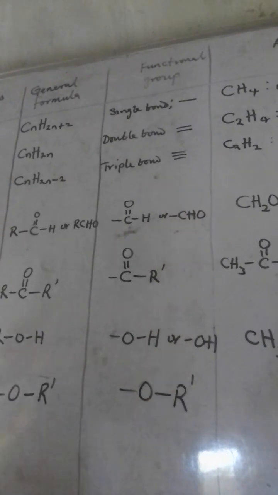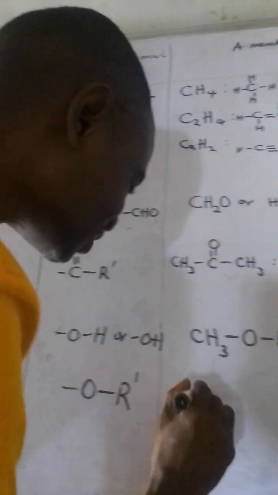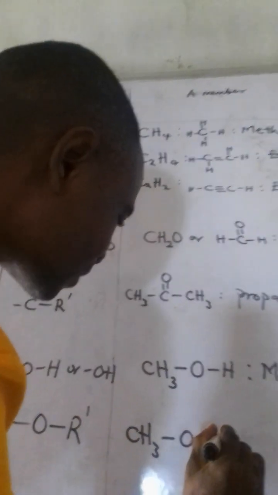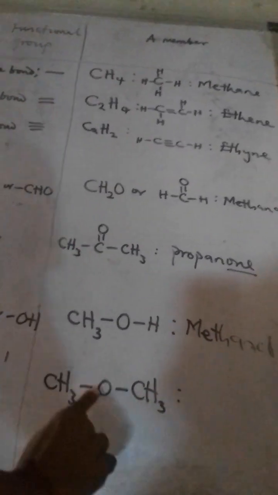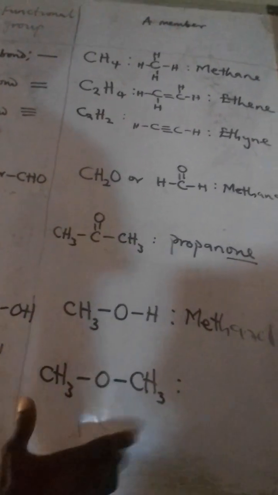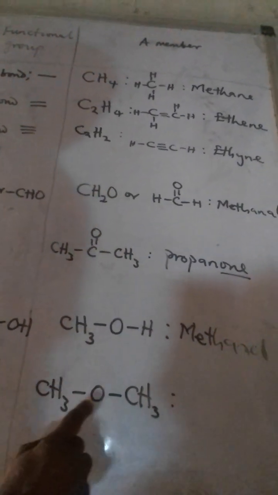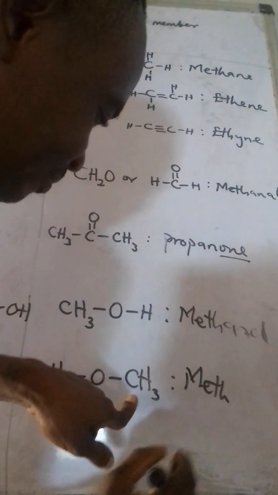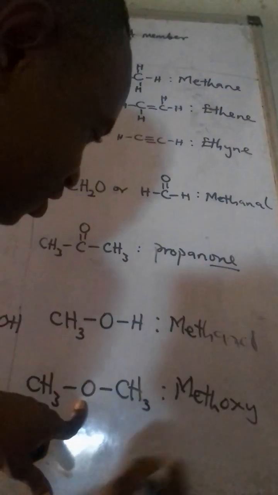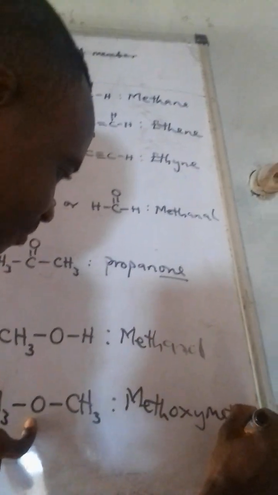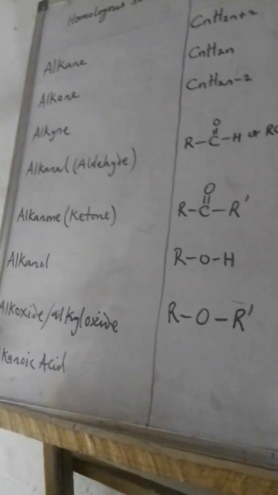So what do we have as a member? Let's just take CH3OCH3. So this is a member. Remember, there is an oxygen bridge between two carbon atoms. How do we name it? The name is methoxymethane: meth for this methyl, oxy for oxygen, and methane for this. Methoxymethane.